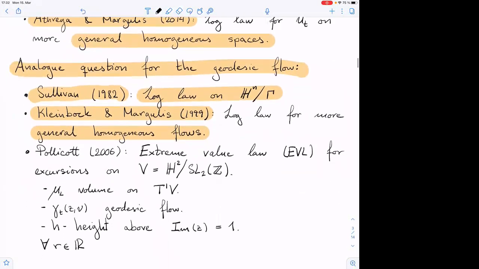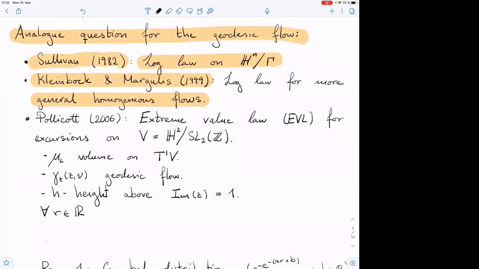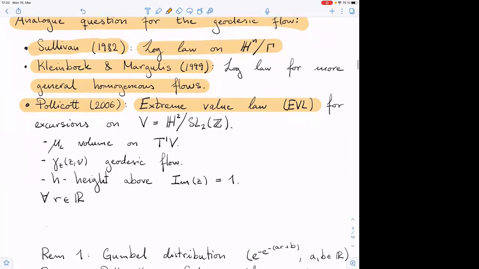And so for the geodesic flow, in a more specific setting, a more precise result is known. This was proven by Pollicott in 2006, and it's a so-called extreme value law. You might remember that extreme value law was part of the title of this talk. So that's what we're interested in, which is also why I would like to describe this theorem in a little more detail. This was for H2, so the upper half plane modulo SL2Z.